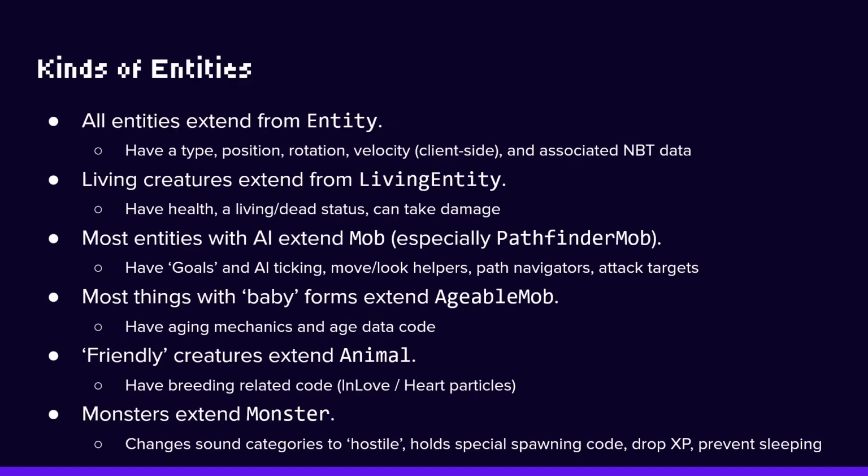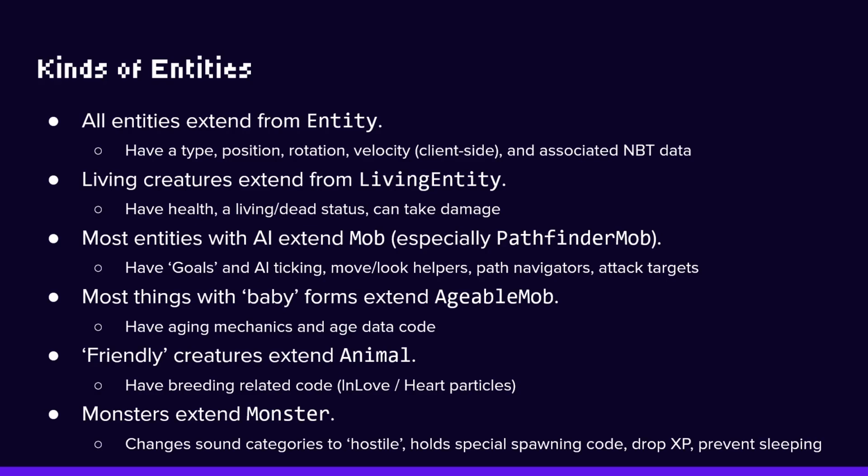So there's different kinds of entities. These are within the Java code. All entities are underneath the class Entity. I know, so crazy, but those have type, position, rotation, velocity stored on it. And then anything living that has health or can take damage would be a LivingEntity. Almost everything that has an AI will extend Mob, and then also PathfinderMob. The only exceptions there you'll see, but most mobs extend PathfinderMob.